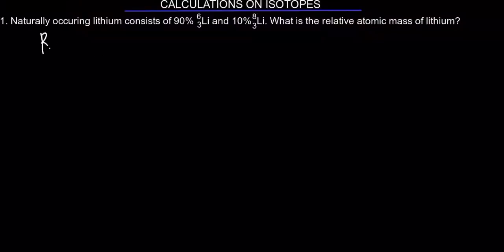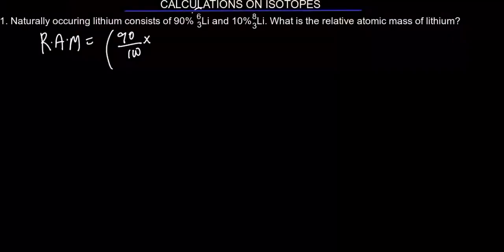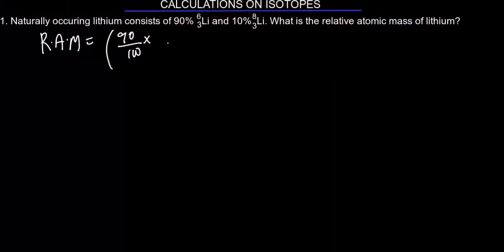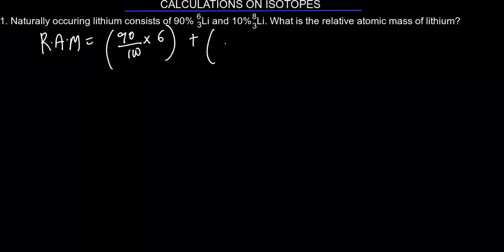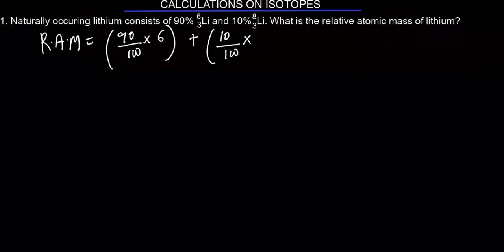Now, I don't want to stress us while memorizing any formula. The trick to calculate the relative atomic mass of this isotope is to multiply the abundance with the mass of the isotope. Remember, 90% is 90 over 100. So the first one is 90 over 100 multiplied by the mass of this isotope, which is 6. Then plus 10 over 100, the abundance of this one, multiplied by the mass, which is 8.